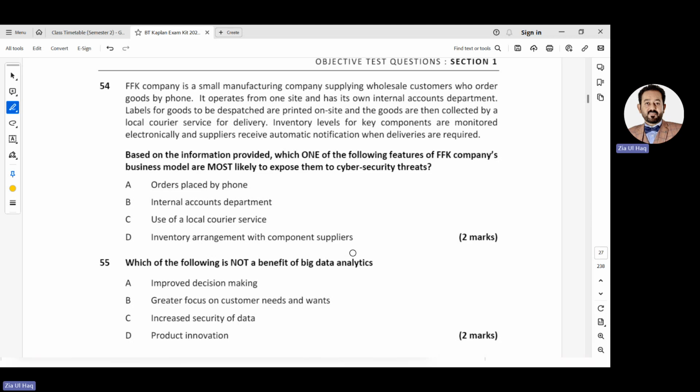Based on the information provided, which one of the following features of FFK company's business model is most likely to expose them to cybersecurity threat? Where an IT system is used, either in ordering, dispatching, delivering, or supplier. So order placed by phone, internal accounts department, use of local courier service, inventory management with the component supplier. So here he is using D option.